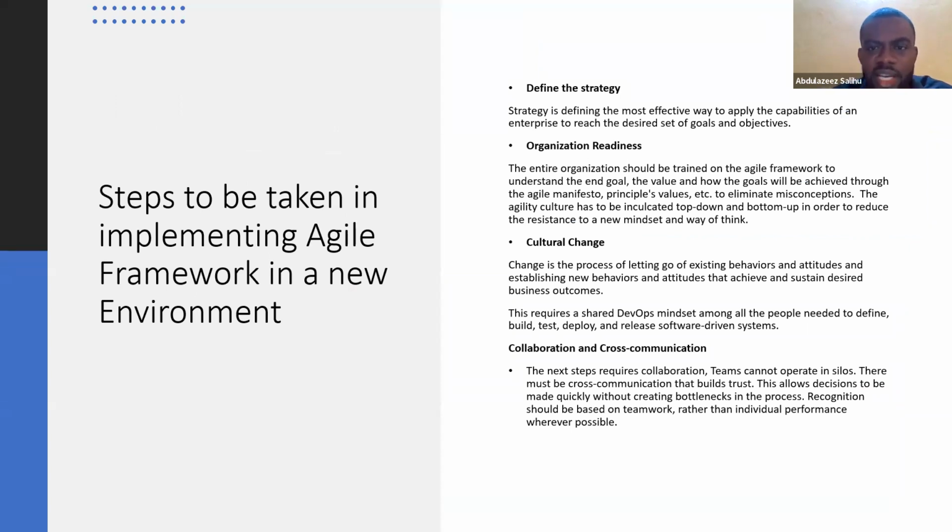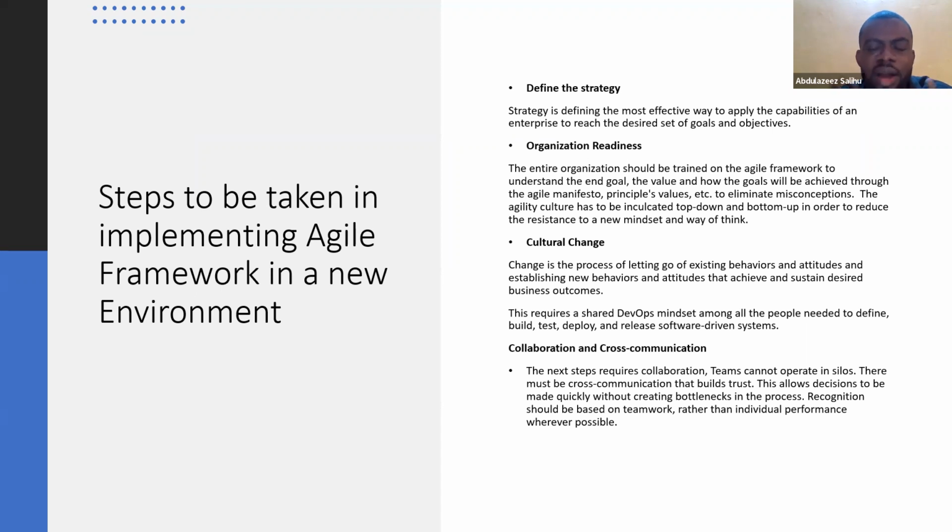So what does defining strategies entail? A strategy is the most effective way to apply the capability of an enterprise to reach a desired set of goals and objectives. Your goals are usually very high, but you now have to be able to set objectives to actualize each of those goals.